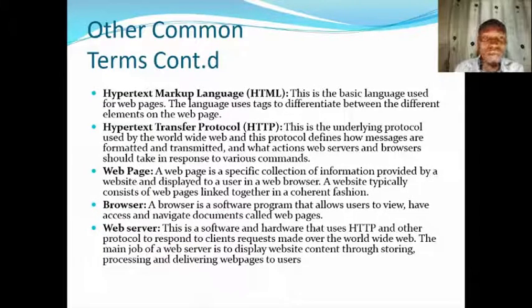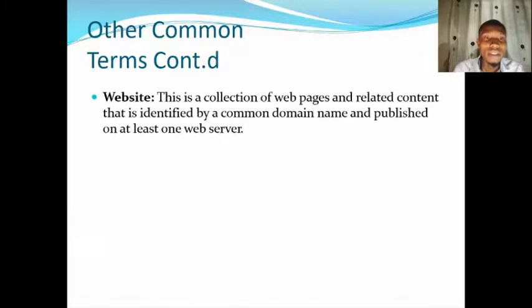So we still have some more terms used alongside the internet. Next we have the website. The website is a collection of web pages and related contents that is identified by a common domain name and published on at least one web server. So remember, we talked about the web pages. So the website is a collection of several web pages. Remember, we liken the websites to a textbook that has several pages. So it's a textbook and each of the pages is a web page. So that's for the websites.